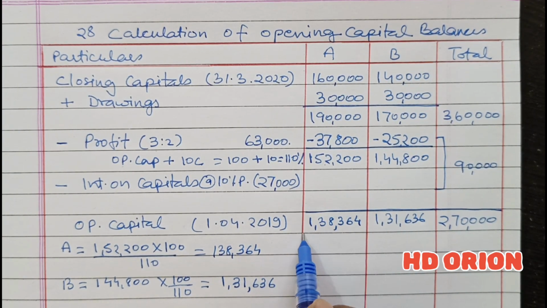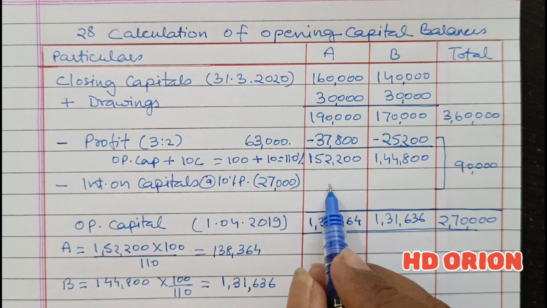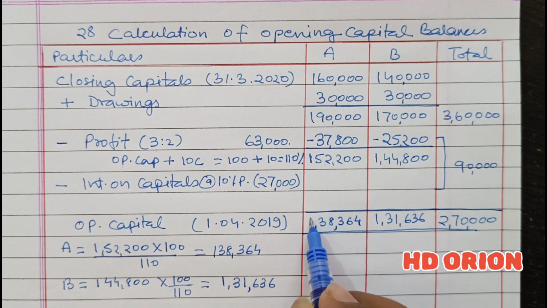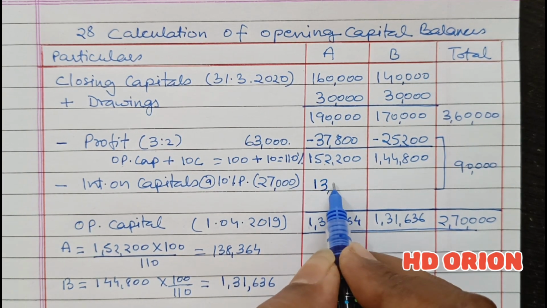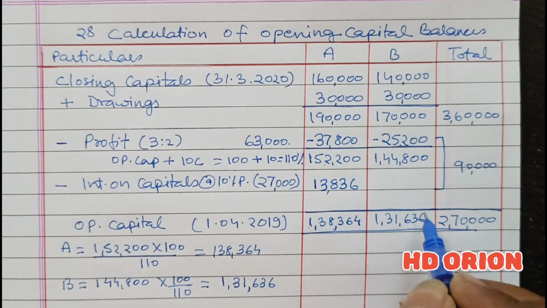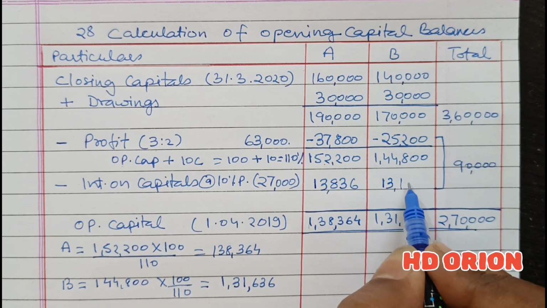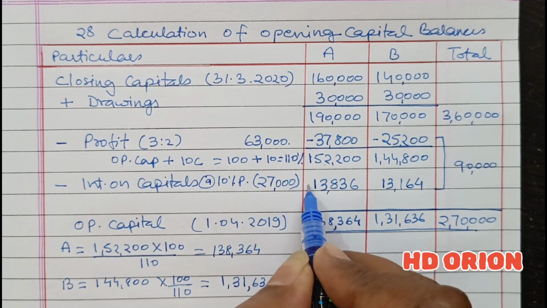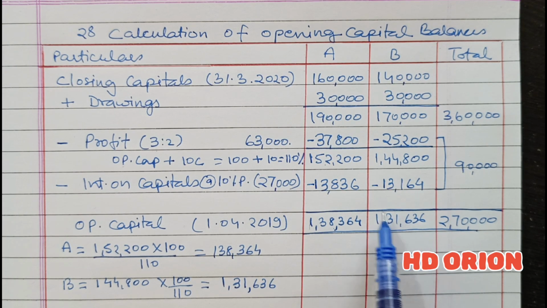These are the opening capital balances, and we know that 10% of it is interest on capital. So when you take 10% of this amount, it means last digit you can cancel and the remaining is 10% of opening, that is 13,836, and here it is 13,164. So in this way we can calculate what the opening capitals are and what interest on capital is.